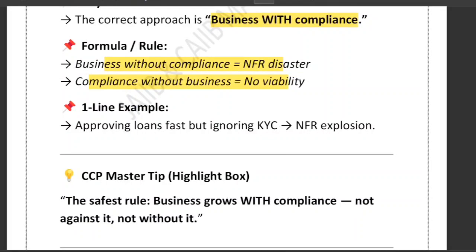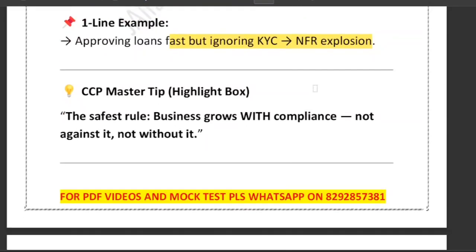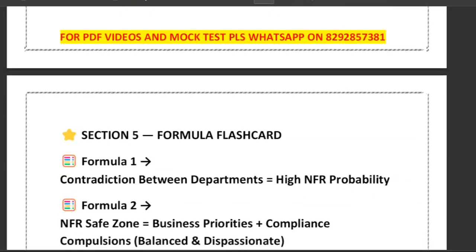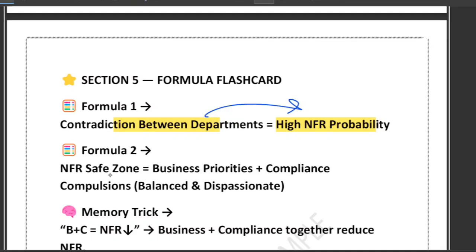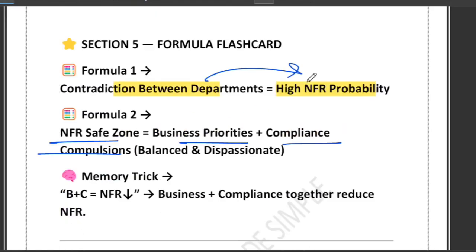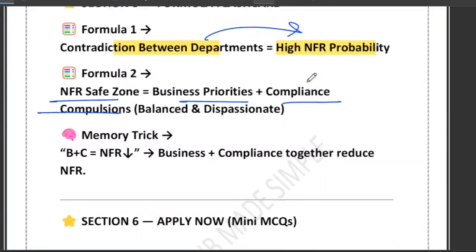The example I can give you: suppose a bank approves loans fast but ignores proper KYC. That means NFR explosion. So the master tip is the safest rule: business growth with compliance, not against it, not without it. I hope it is crystal clear. The formula flashcard is: contradiction between departments mainly causes high NFR probability. The safe zone is balancing business priority and compliance discipline. If you balance both of them, it is a safe zone, right? So that is the point.